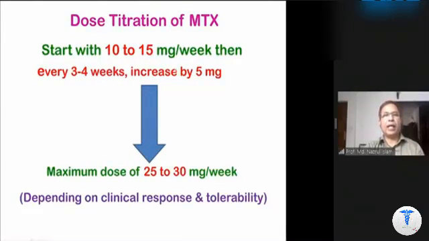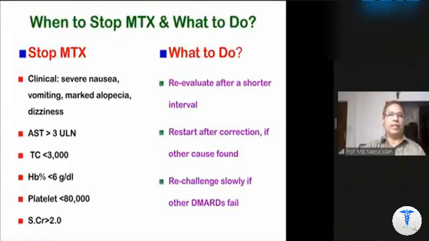Next thing that can come up: how to titrate the dose of methotrexate. It is a 5 milligram increment every 3 to 4 weeks. A maximum dose of 25 to 30 milligram per week we can give, depending upon the clinical response and the tolerability. Sometimes when we are treating our case, we need to stop methotrexate treatment.